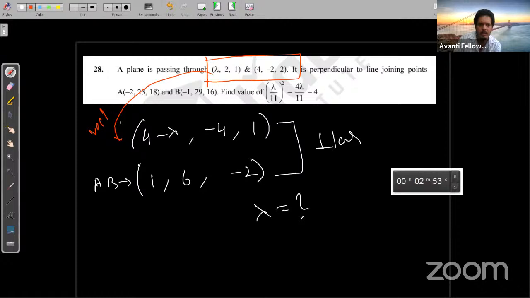How will you form a vector? X2 minus x1, y2 minus y1, z2 minus z1, I have done. So I got this one: 4 minus lambda, minus 2, and 2 minus 1. And what is the vector AB? OB minus OA. If I do that, you can look at here: minus 1 minus 2, 29 minus 23, 16 minus 18.